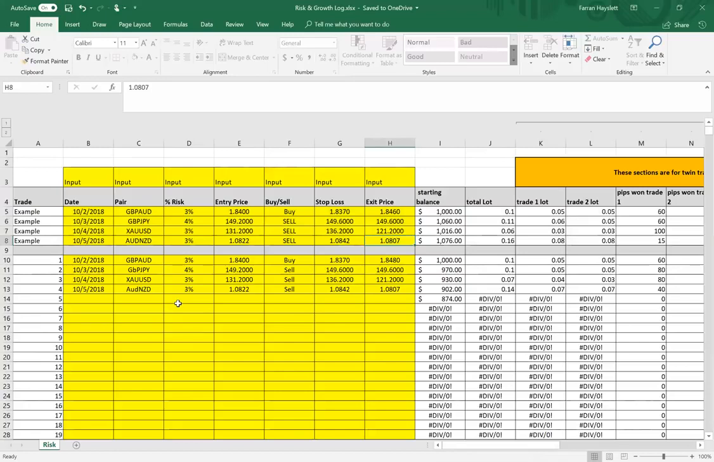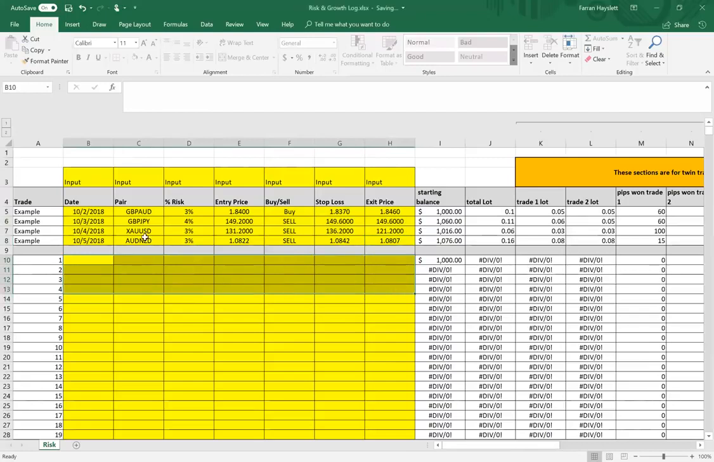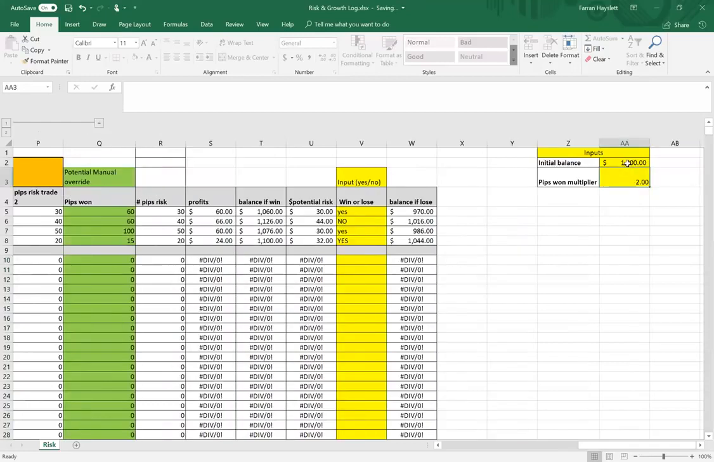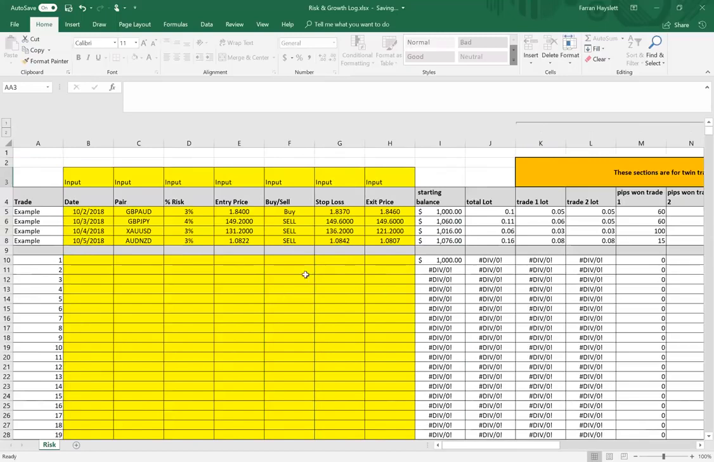Guys, again, the reason why I'm using this platform to get it to you is that I can make updates and changes, and I can send them all to you simultaneously. So I'm excited for this. Hope you are too. Above are the examples, guys. You are going to start right here where it says trade 1. This is where you start, okay? This will be where you put your first trade. Again, you'll go here to column Z and A, you'll put your starting balance, you put your pips one multiplier, boom, you keep track of your trades, everything will be calculated for you.